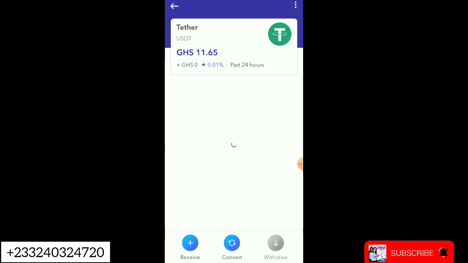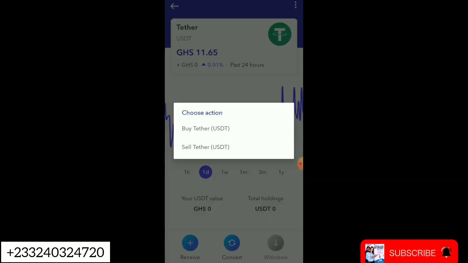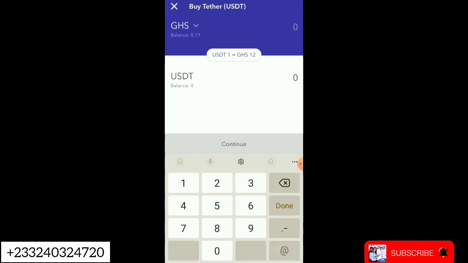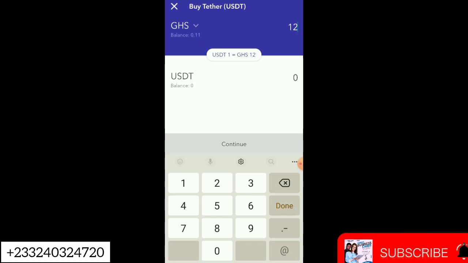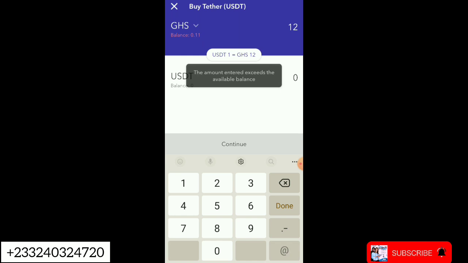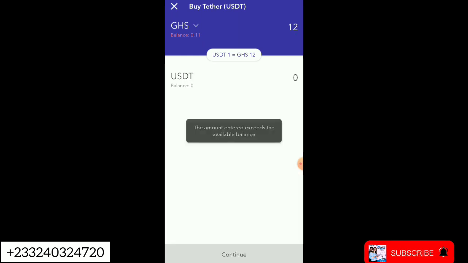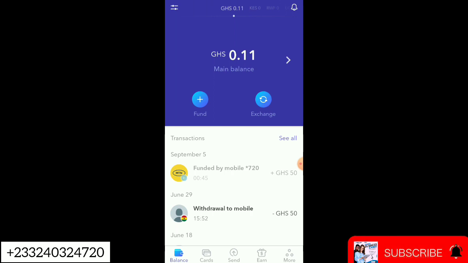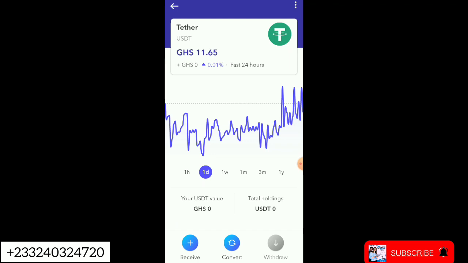So we click on convert, and you click on buy. As I've already told you, we are spending only, let's say, 12 cedis on it. If I put 12 cedis, that means I have only one USDT. So let's assume I'm investing only 12 cedis. If I invest 12 cedis, that means I can buy only one USDT, because one USDT is equal to 12 cedis on the market.